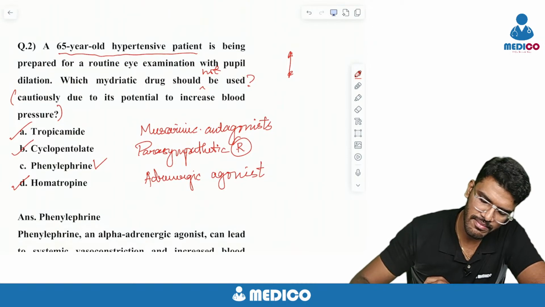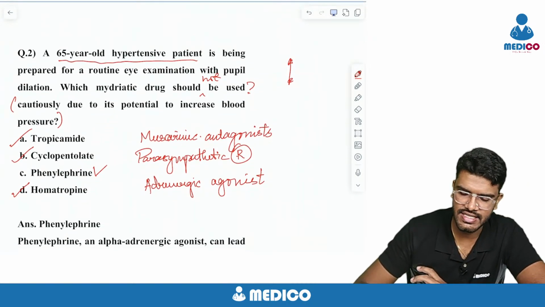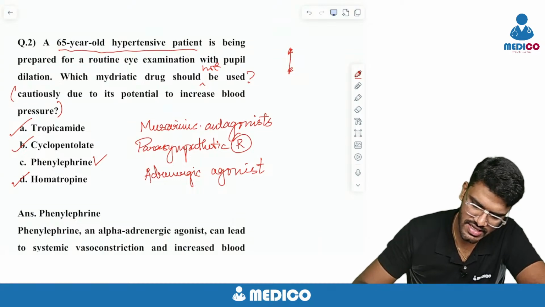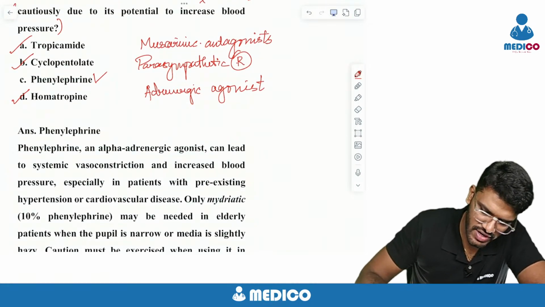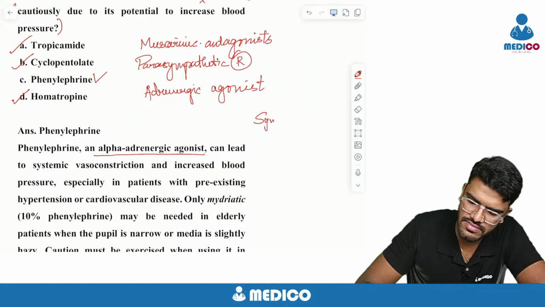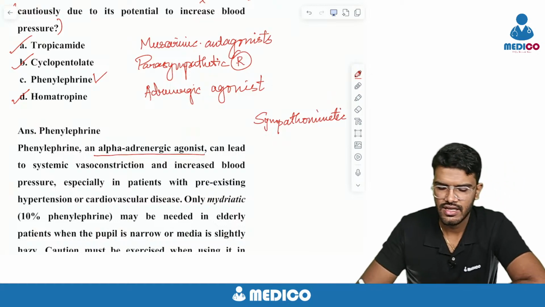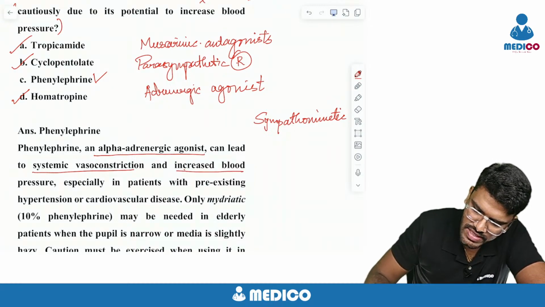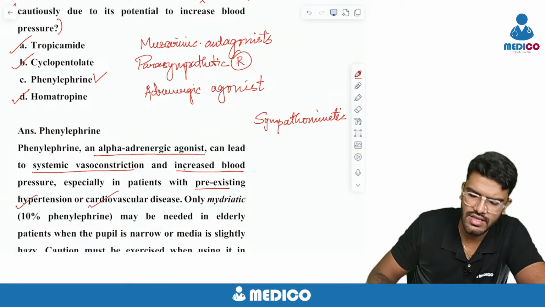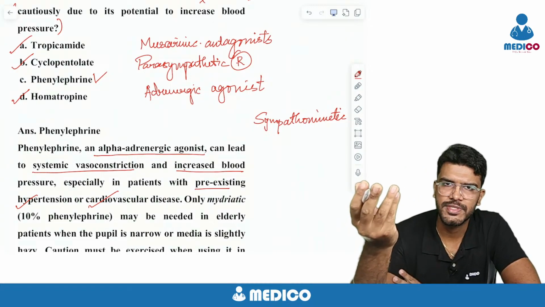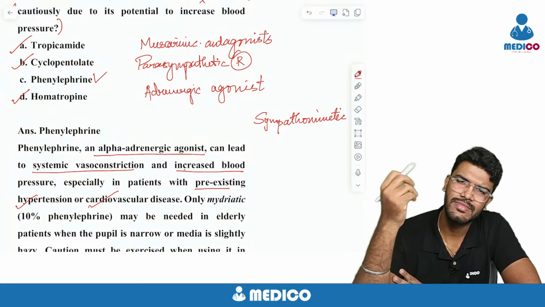So by default we know phenylephrine is the odd one out and hence the answer, but why here? Why is it that phenylephrine is to be avoided in patients with hypertension? Let's discuss. Phenylephrine is an alpha adrenergic agonist, a sympathomimetic, so it leads to systemic vasoconstriction and increased blood pressure, especially in patients with pre-existing cardiovascular disease or hypertension. The question might be in your minds: after all, we are putting just a drop or two in the eye. How is it going to raise the systemic BP?